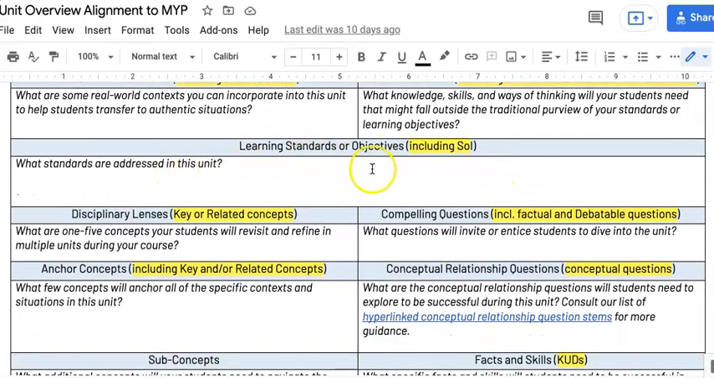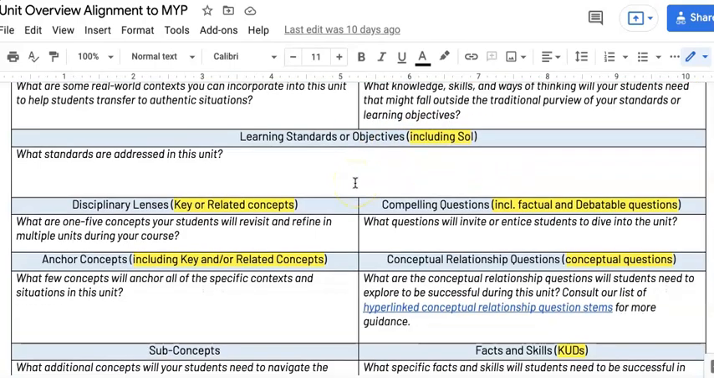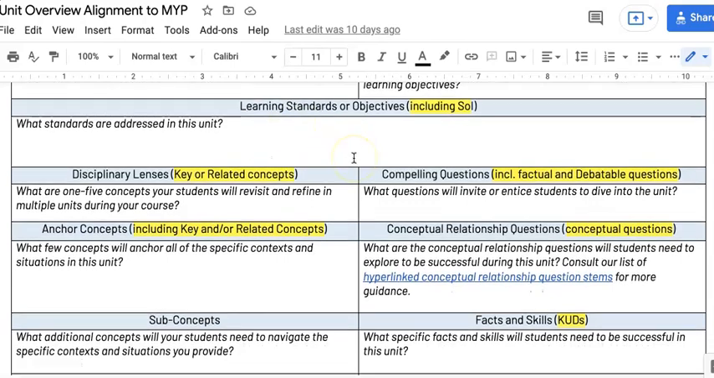Here in the learning standards or objectives, we can also put our statement of inquiry. If you want to put that here, that's a good place to put your statement of inquiry.